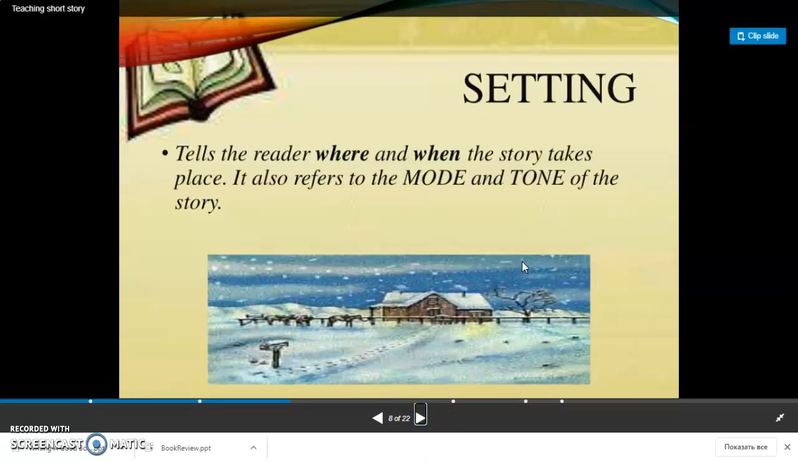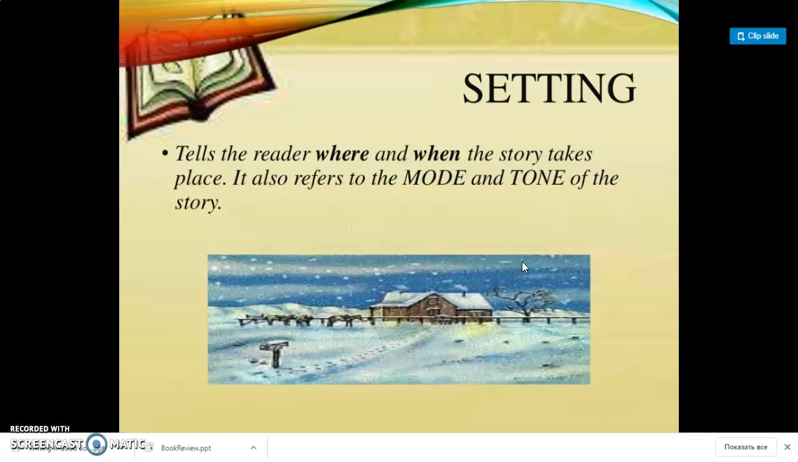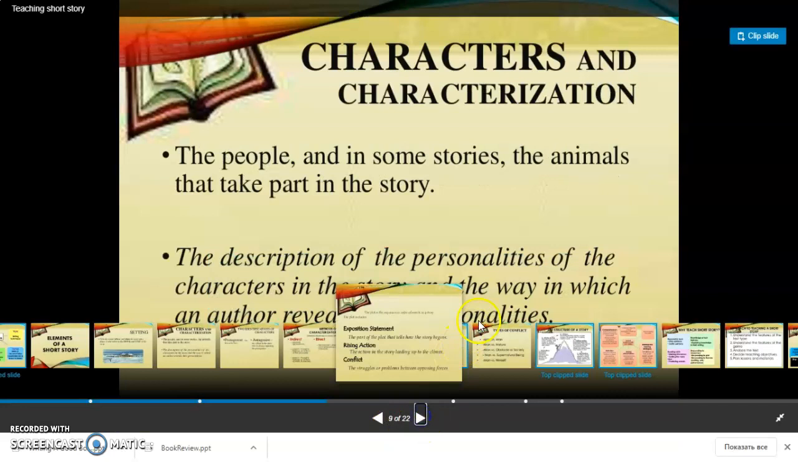Now we will look through each point by giving some kind of example to each aspect. We'll start with the setting. It tells the reader where and when the story takes place, when it happened. It also refers to the mood and tone of the story. For example, it was in winter in the village, and giving specific information about this village and so on.